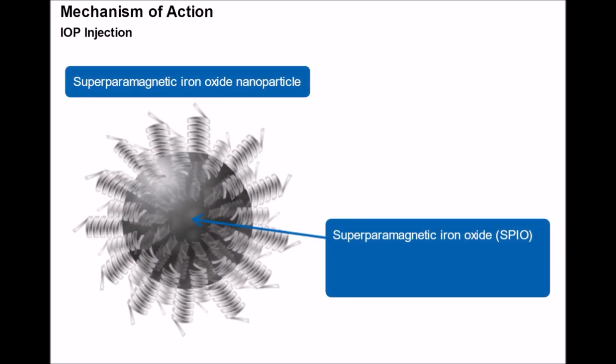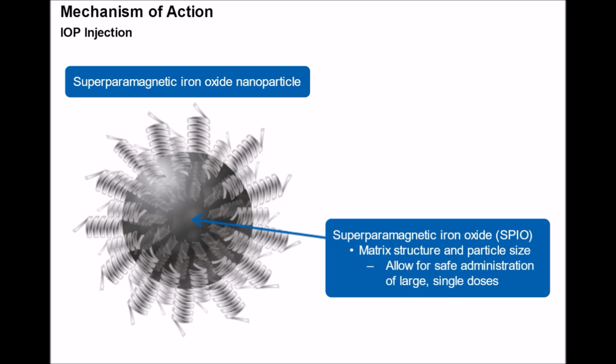The investigational product, IOP injection, is a superparamagnetic iron oxide nanoparticle. Its matrix structure and particle size function analogously to large iron carbohydrate complexes, which should allow for large doses of IOP injection to be administered safely in a single visit, without the generation of free, unbound iron.